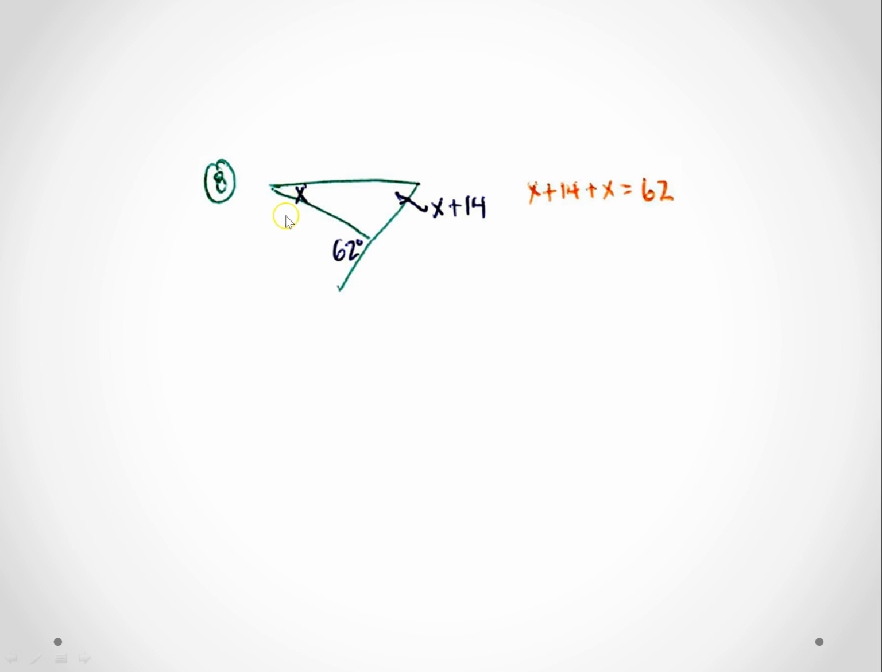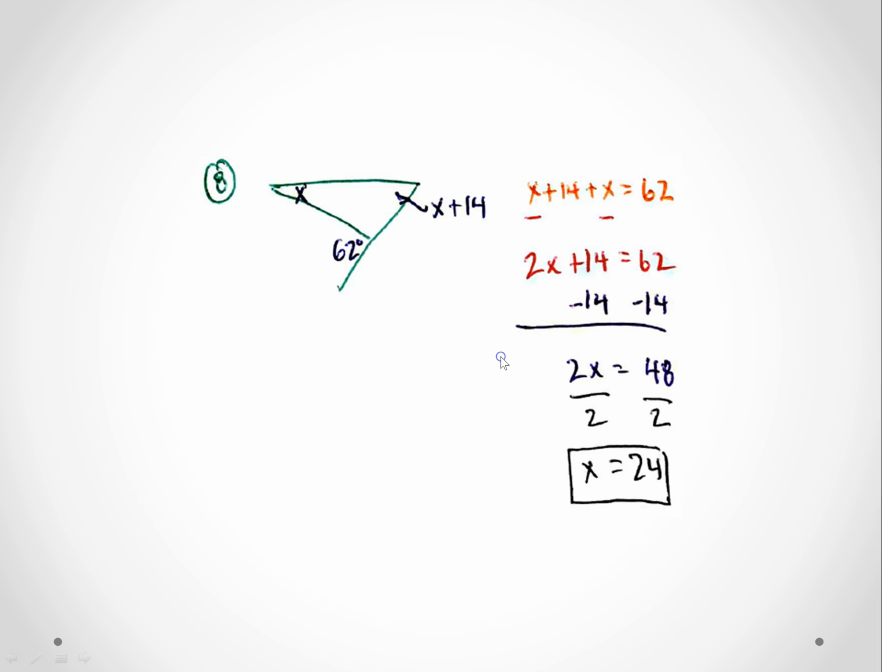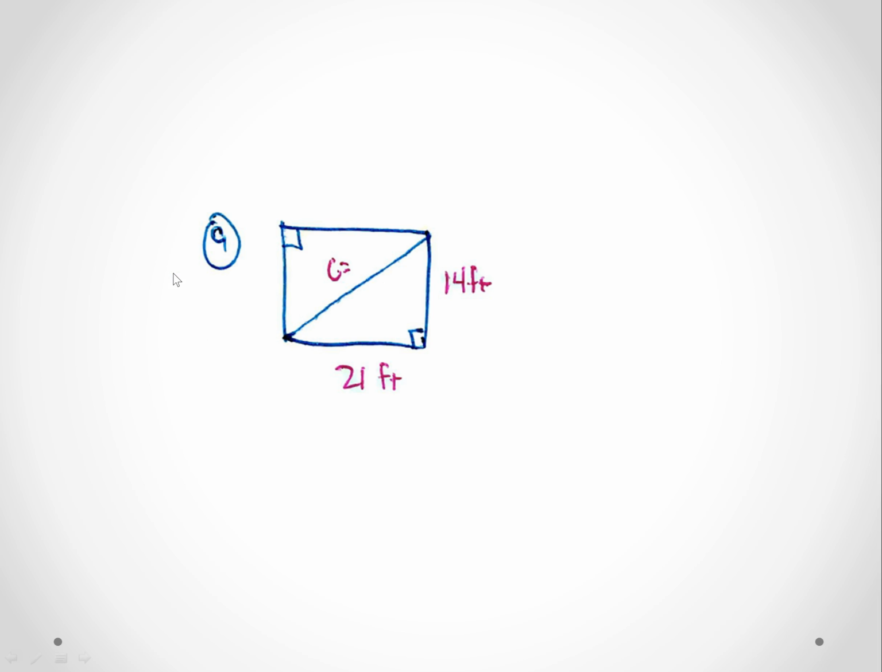All right, so x, which is this internal angle, and x plus 14 is right here. So we add those together to get 62. I combine the like terms to get 2x, isolate the variable, divide by the coefficient, and x is equal to 24. That's number 8.